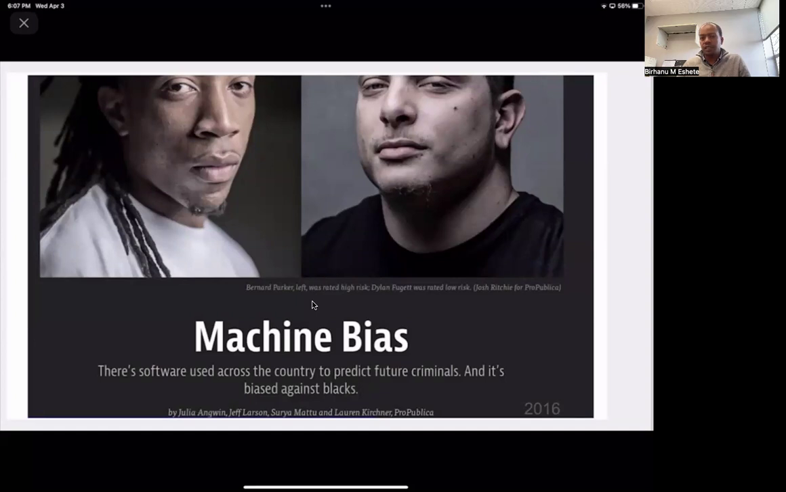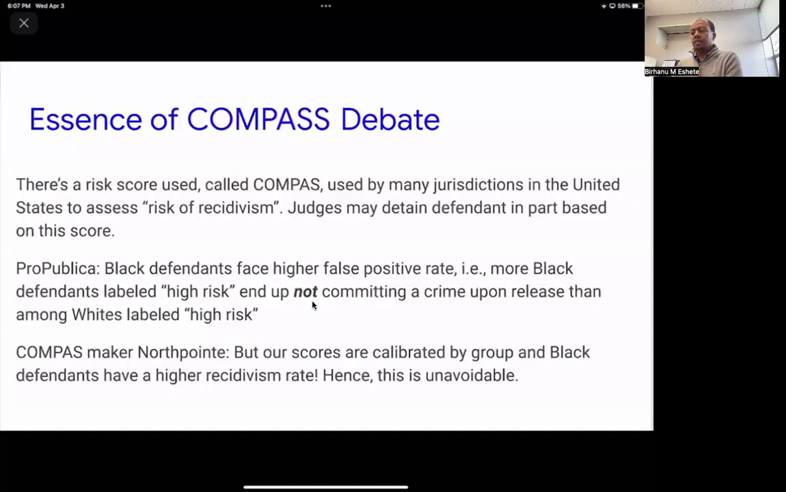Okay, so now we're going to transition into looking at what fairness criteria look like in the real world. So here is an article from 2016 by ProPublica entitled Machine Bias. And this is about software that is used across the country by police departments, by law enforcement, to predict future criminals. And the headline is, "This is biased against Black people." And this data is called the COMPAS data set.